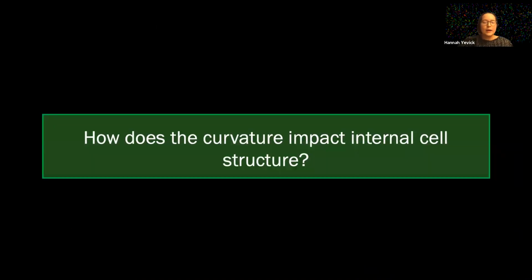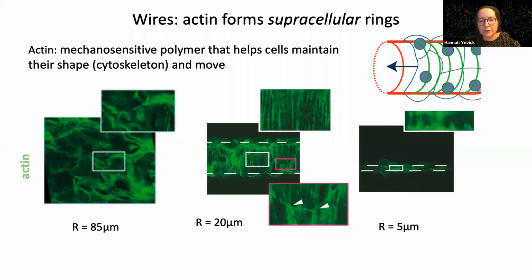So this surprising transition from collective to single cell migration induced by curvature got us to ask the question, how does curvature impact the internal cell structure? And so to do so, we looked at the actin cytoskeleton across the tissue, which is a mechanosensitive polymer network that helps cells maintain their shape and support central functions, for example, cell migration or movement. And so I'm showing you here the actin cytoskeleton across multiple cells in the tissue on wires of different radius, so 85, 20, and 5.